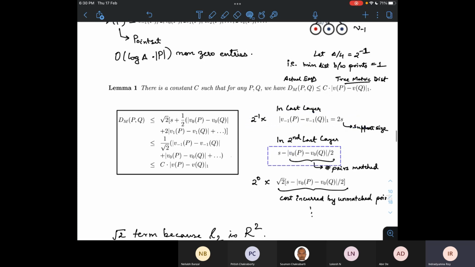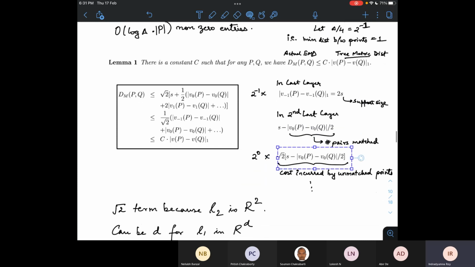In the second last layer, V0 is the histogram which is being generated by imposing the second last grid. V0P minus V0Q gives you the number of points that are matched, divided by 2. So these are matched, and these have already paid their dues in terms of cost in the earlier layer. So they don't contribute any more additional cost. But the remaining S minus these number of pairs will now have this 2 to the power 0 times this distance to cover.